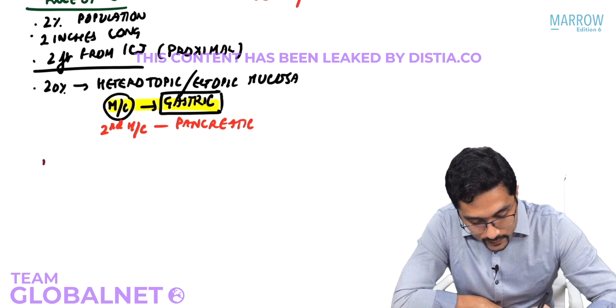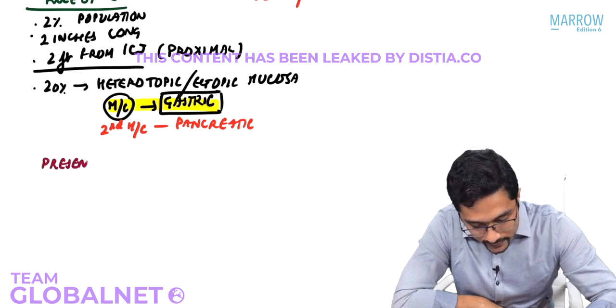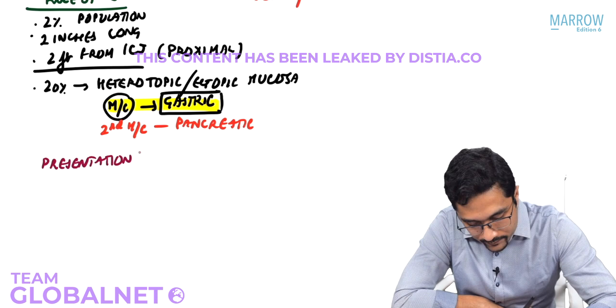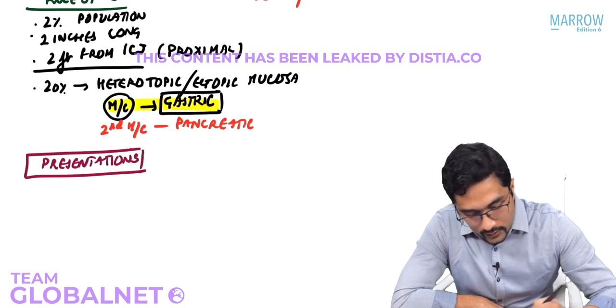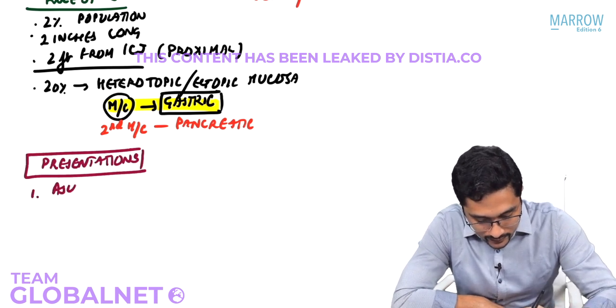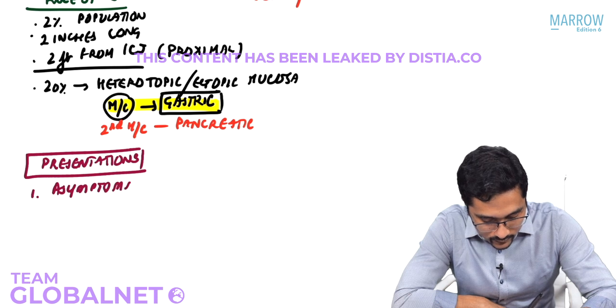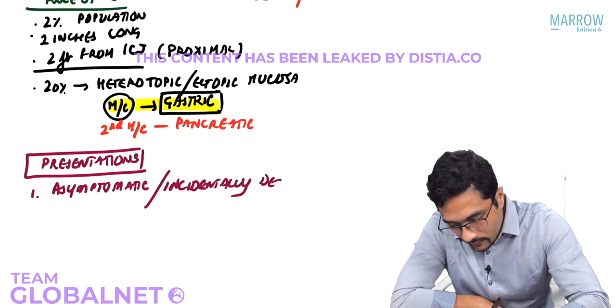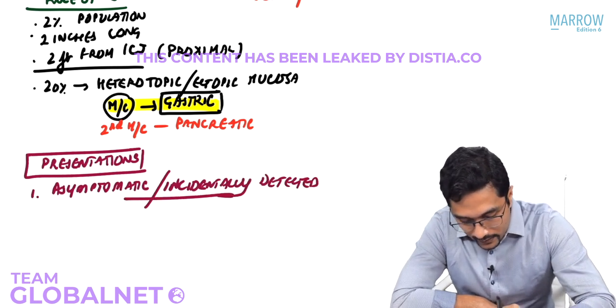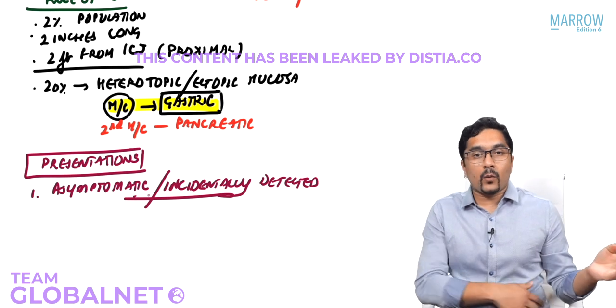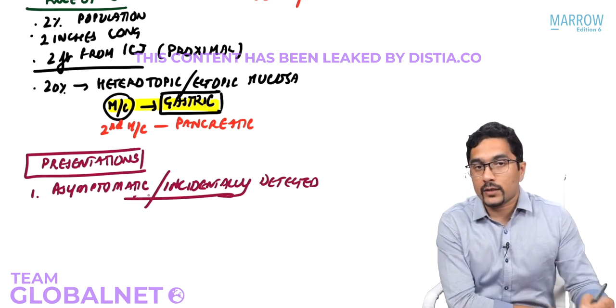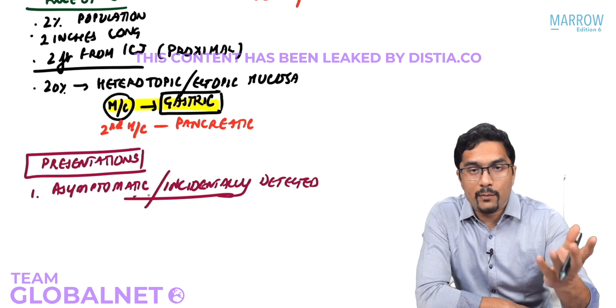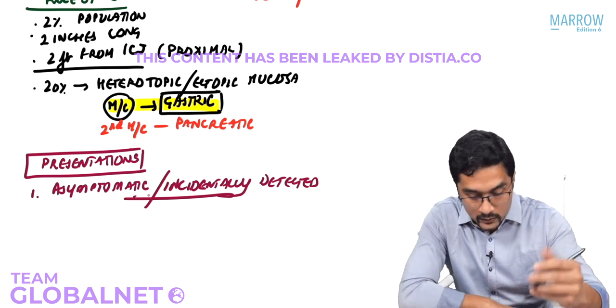Now, what are the various presentations? Each and every presentation has been asked in the exam. So the presentation number 1, you can have an asymptomatic or an incidentally detected Meckel's. This has been asked many times in the exam. The last one was this year's FMG exam. In fact, the same image was asked in the exam and they'd asked the diagnosis.